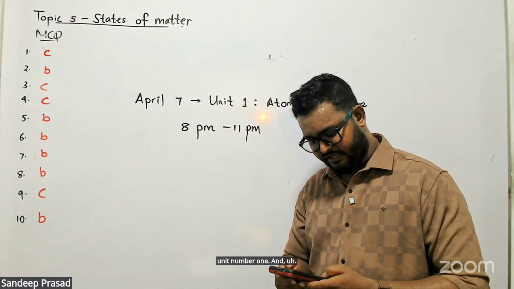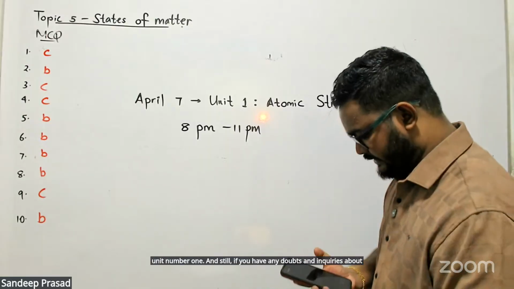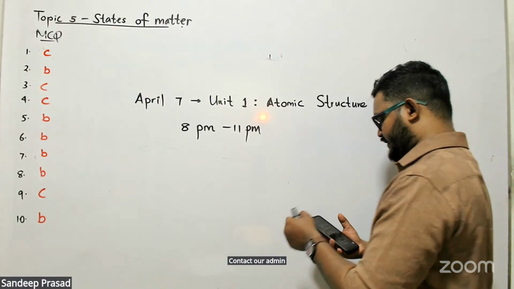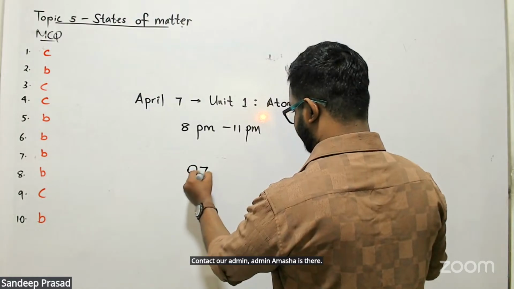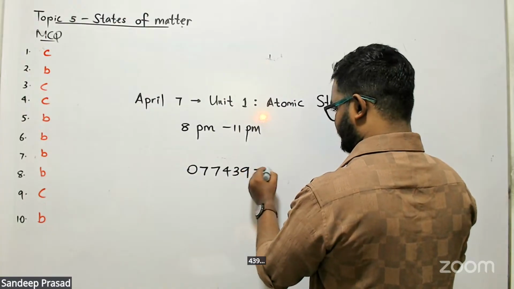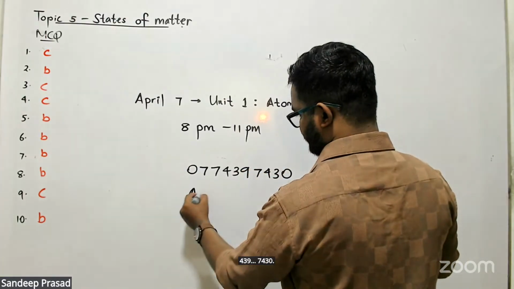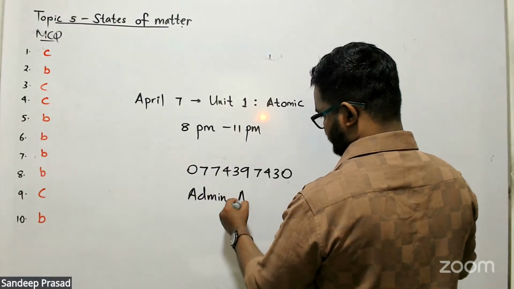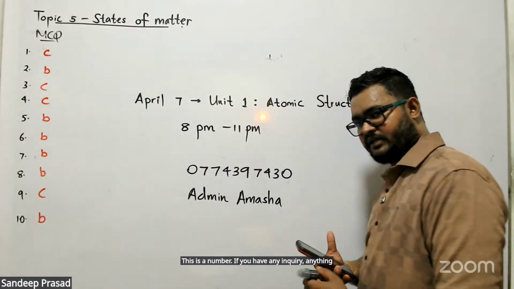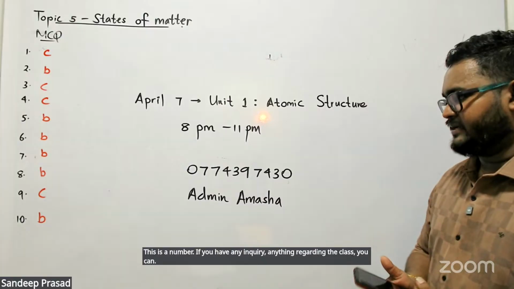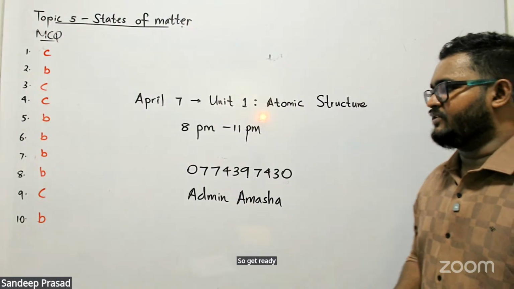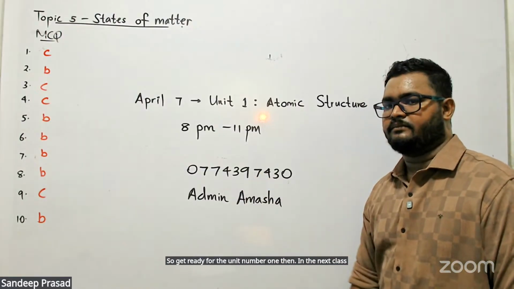And still, if you have any doubts and inquiries about the class, as I told you before, contact our admin. Admin Amasha is there. Her number is 77 439 7430. If you have any inquiry, anything regarding the class, you can send her a message and contact her, right? So get ready for the unit number 1 then. In the next class, we are meeting with the unit number 1.